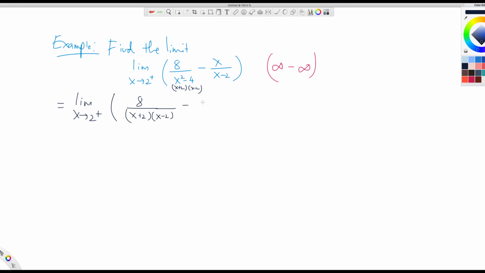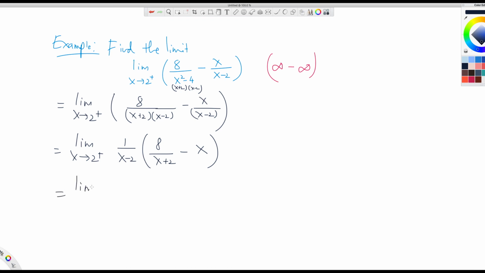And then minus x over x minus 2. You see that? So how do I simplify this? Is there anything common between the first term and the second term? Yes, there is, right? The x minus 2 is common. Let me take 1 over x minus 2 out, and then what is left is 8 over x plus 2 minus just x, because 1 over x minus 2 is pulled out already, right?